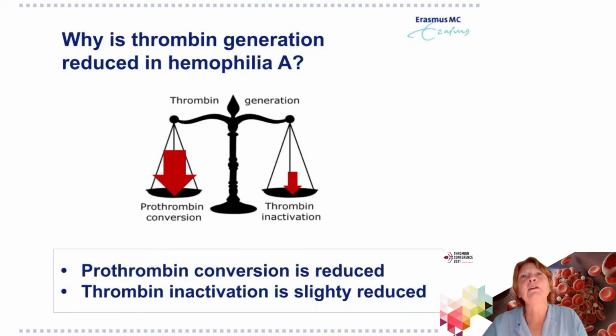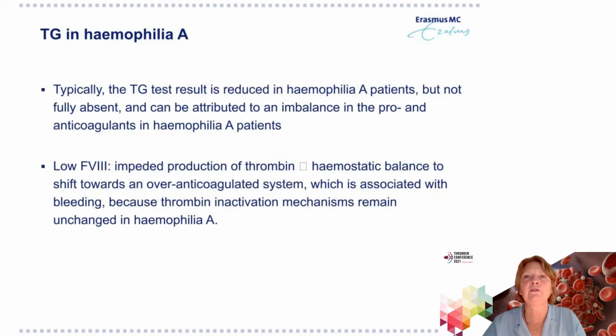So why is the thrombin generation reduced in hemophilia? The results from this analysis show that the prothrombin conversion is very much reduced, but the thrombin inactivation, the TDC in the previous slide, is only slightly reduced. So for thrombin generation in hemophilia A, the test result is reduced, but not fully absent, and it can be attributed to an imbalance in the pro and anticoagulants in hemophilia A patients.